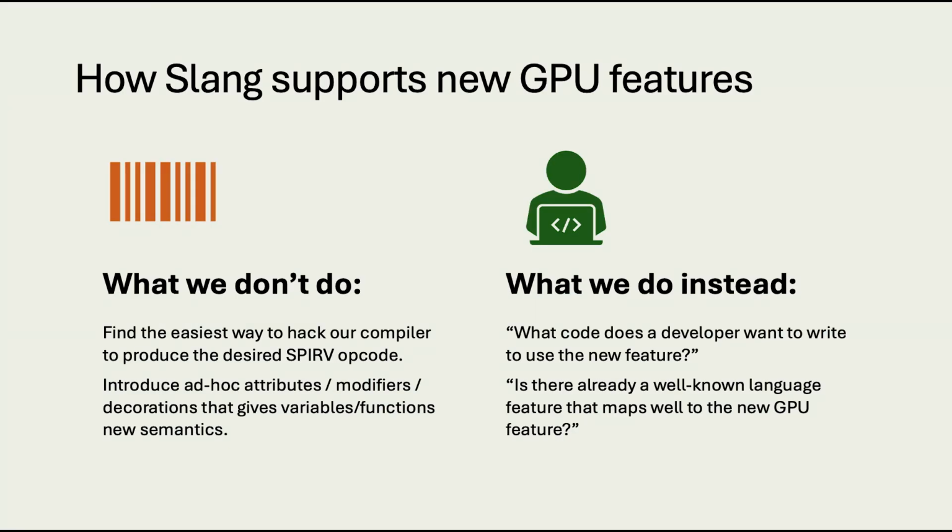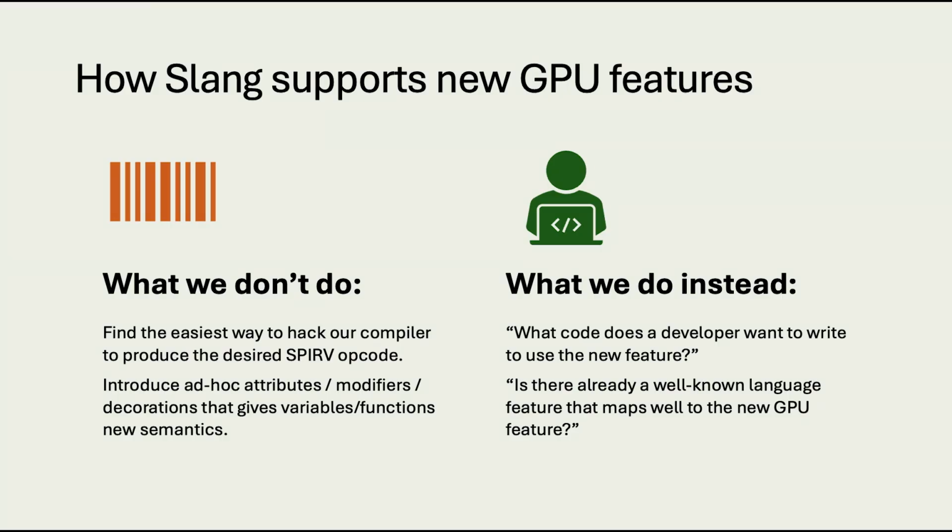And to be a little bit more concrete on that, let's say we're going to evolve this language to expose a new GPU feature that people are developing. What we don't want to do is to just look at our code base today and figure out the easiest path forward to hack the compiler just to produce a desired SPIR-V opcode. Or to figure out how we can add some arbitrary ad hoc attributes and modifiers here and there, which would just end up forcing users to write ugly and really hard to understand code.